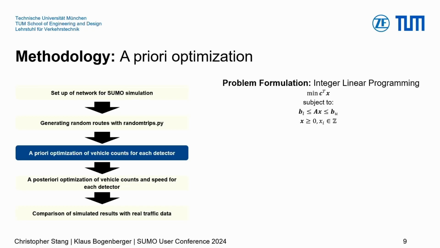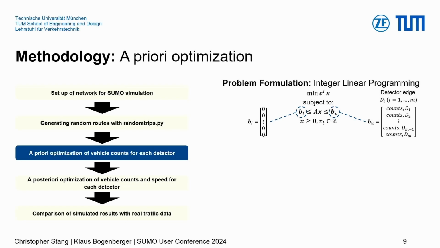The problem that I formulated can be solved with conventional integer linear programming. We have an objective function, and we also have some inequality constraints. Let's define these inequality constraints. I will keep it as simple as possible. The lower limit of the inequality constraint will be a zero vector, with a size according to the number of detectors. In our case, it was 100 detectors. The upper limit will be set with the real recorded vehicle counts for each detector, again according to the number of detectors we have.